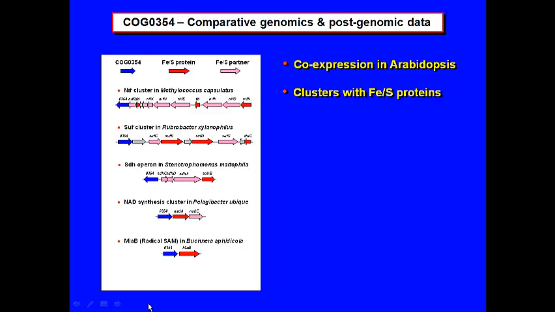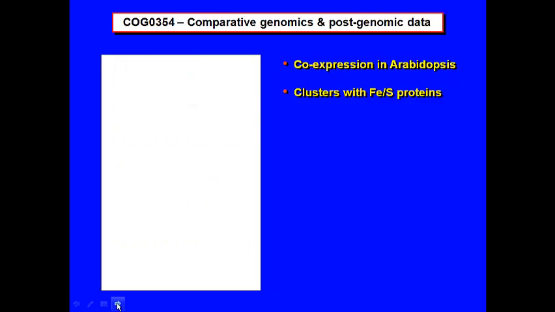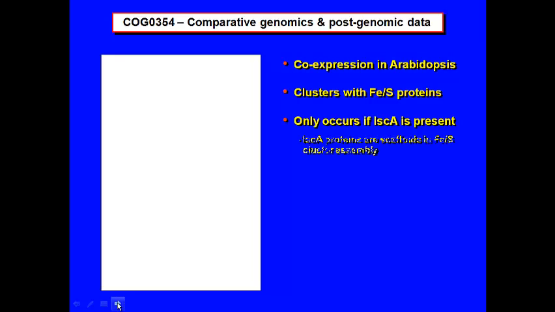Some other evidence you can get from prokaryotes is co-distribution evidence. It only occurs if the gene ISCA is present. Now, ISCA proteins are scaffolds involved in assembling iron sulfur clusters, so you don't find our protein unless there's an ISCA protein encoded by the genome.